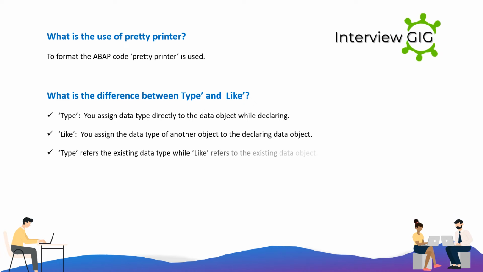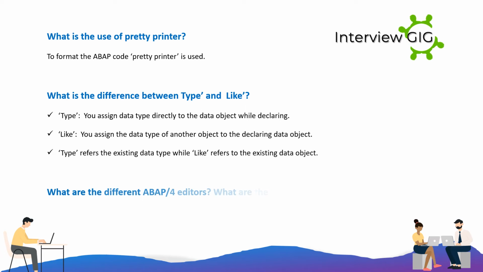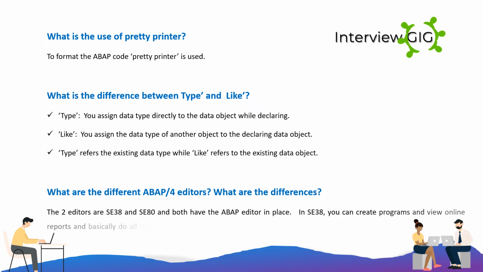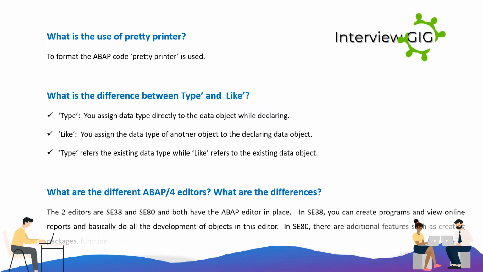What are the different ABAP/4 editors? What are the differences? The two editors are SE38 and SE80 and both have the ABAP editor in place. In SE38, you can create programs and view online reports and basically do all the development of objects in this editor. In SE80, there are additional features such as creating packages, function group, module pool, classes, programs and BSP applications.